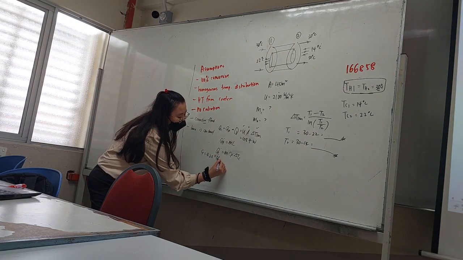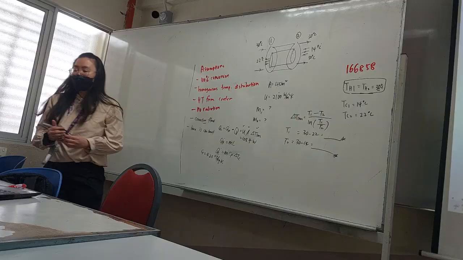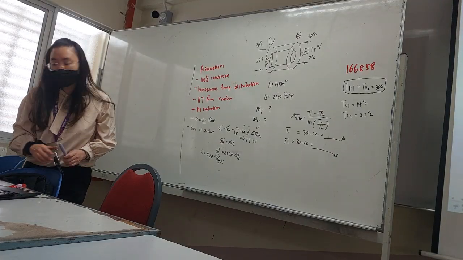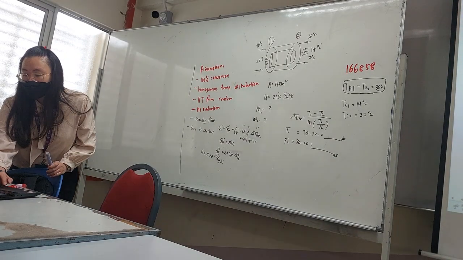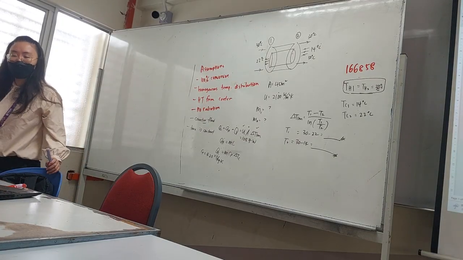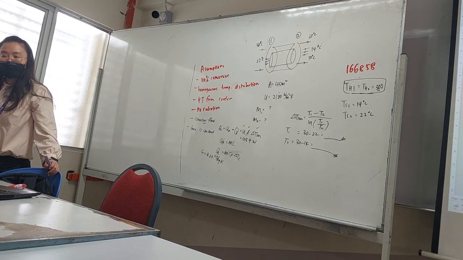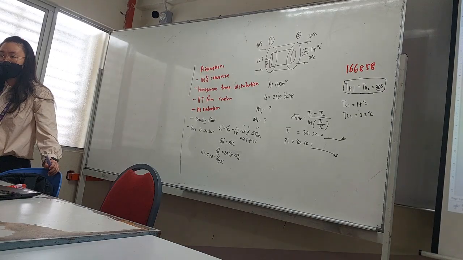The units are kJ per kg Kelvin. Kilowatt or what? Q is kilowatt.